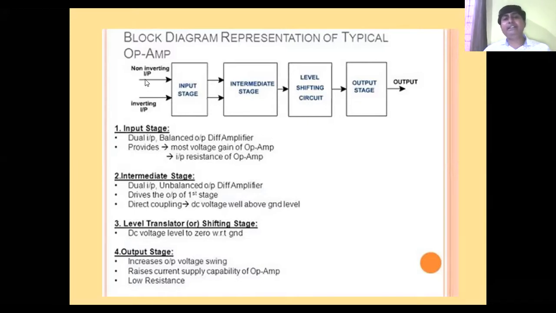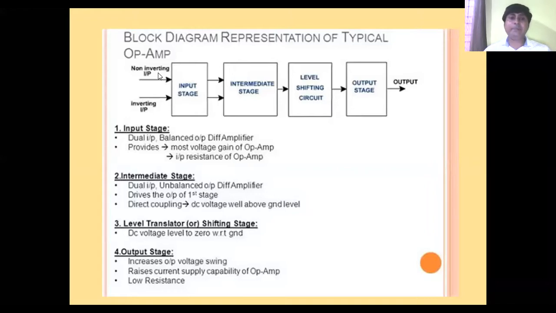So if we are applying an input signal, for example a sine wave starting with 0, then at the output it is observed that the output will come with respect to the starting level of 0 only. But in inverting, it will be changed. If we are applying the sine wave with a reference 0, at the output it will come shifted by 180 degrees. So in inverting, the phase will be shifted by 180 degrees, but in non-inverting it will remain as it is.